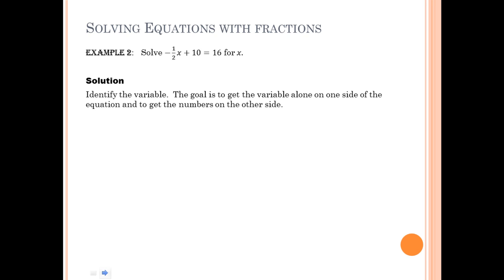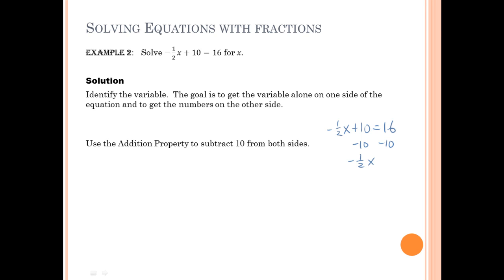So to solve this, we want to get x on the left side by itself and the numbers on the other side. So first, we have to subtract 10 from both sides. On the left-hand side, adding 10 and subtracting 10 are reverse operations. So we simply have negative 1/2 x plus 0, which is negative 1/2 x. On the right side, 16 minus 10 is 6.